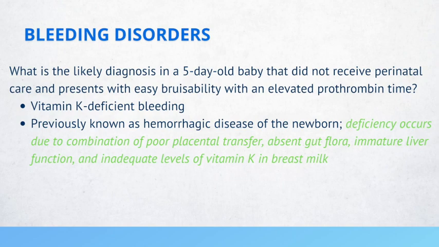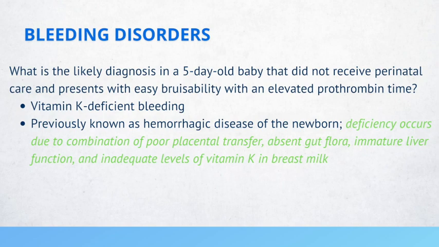What is the likely diagnosis in a 5-day-old baby that did not receive perinatal care and presents with easy bruising with an elevated prothrombin time? Vitamin K deficient bleeding. Previously known as hemorrhagic disease of the newborn, this deficiency occurs due to a combination of poor placental transfer, absent gut flora, immature liver function, and inadequate levels of vitamin K in breast milk.